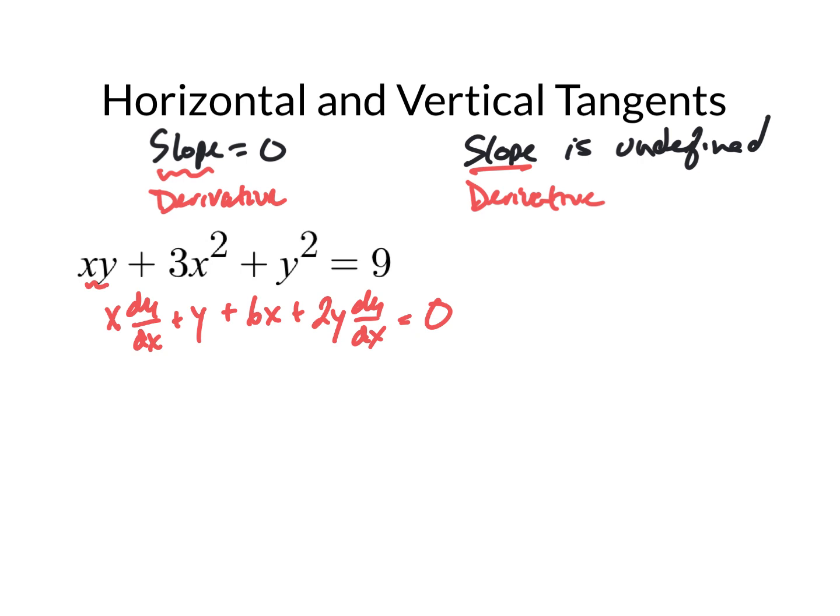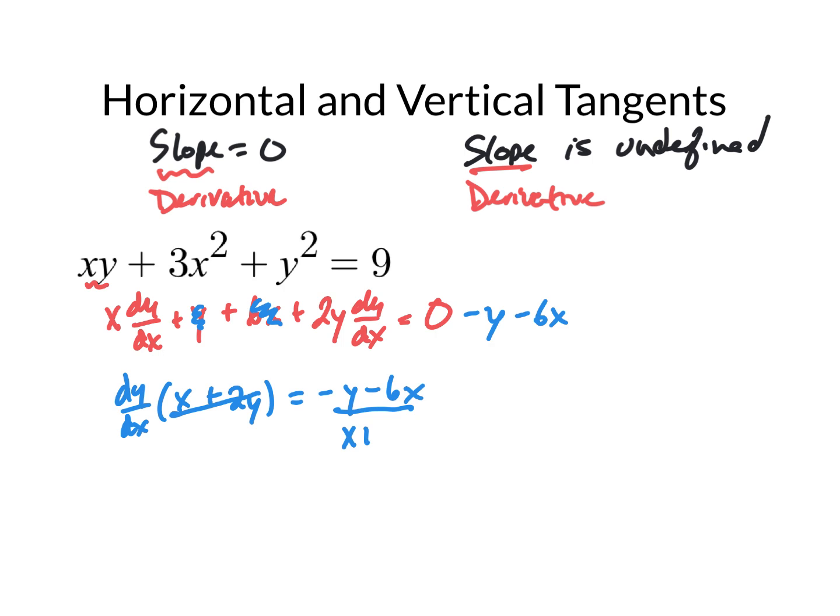Now, the way we proceed through our implicit derivative is we begin by moving all of the things that do not have a dy dx to be together. I'm going to subtract a y from both sides. I'm going to subtract a 6x from both sides. Then we factor the dy dx out of the pieces that have it. And then we divide both sides by x plus 2y.